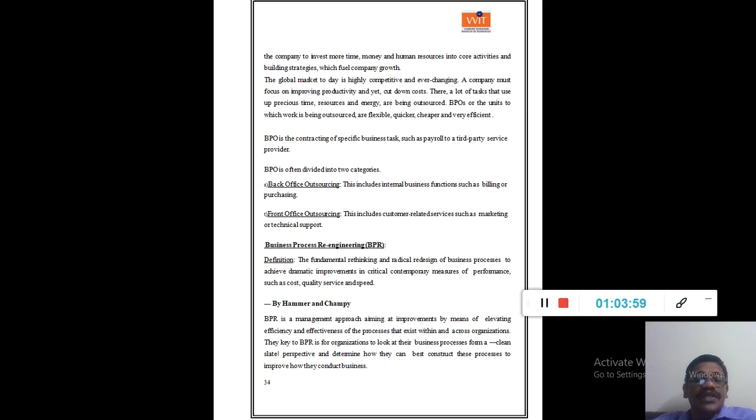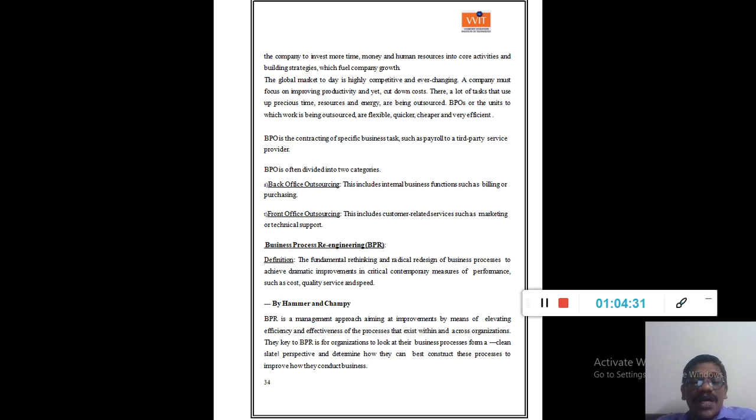Business process re-engineering means fundamental rethinking or radical redesign of business processes to achieve dramatic improvements in critical contemporary measures of performance such as cost, quality, service and speed. So BPR means critical rethinking, a radical redesign of the things. And BPR is a management approach aiming at improvement by elevating the efficiency and effectiveness of the processes that exist within and across organizations.